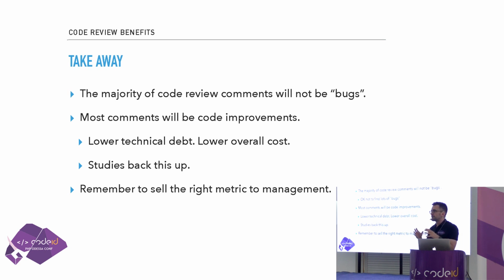The other important thing is to make sure you're selling the correct metrics to management. If you say we're going to introduce code review and we're going to find loads of defects, and you just report the actual bugs, that might only be 20% of that total number. So that's our first major benefit of code review: we will find defects, both bugs and evolvability defects.